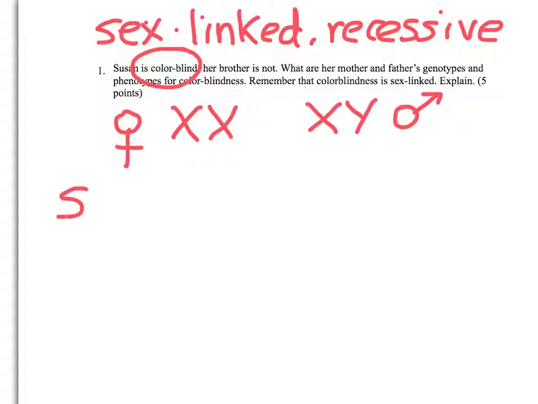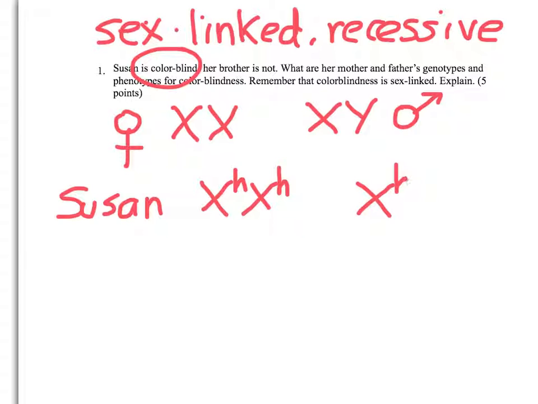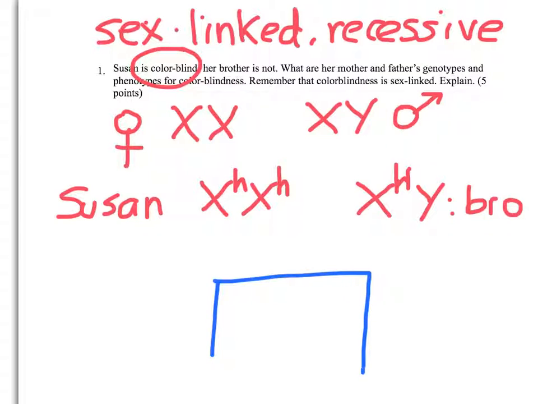We know for sure that Susan is colorblind, which means definitely, since colorblindness is recessive, she has the recessive allele on both of her X chromosomes, whereas her brother, who is not, since he only has one X chromosome, we know he has the capital H. Now I'm using H because it's just easier than to use C. So we can work backwards and figure out the genotypes of her parents.